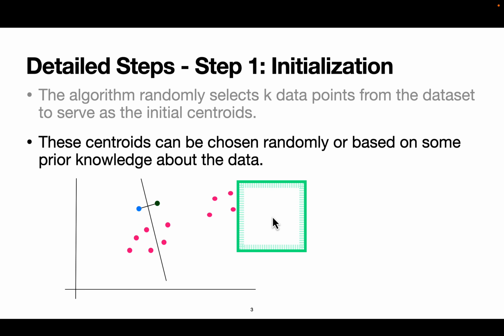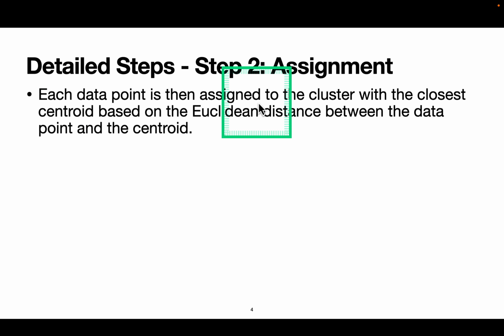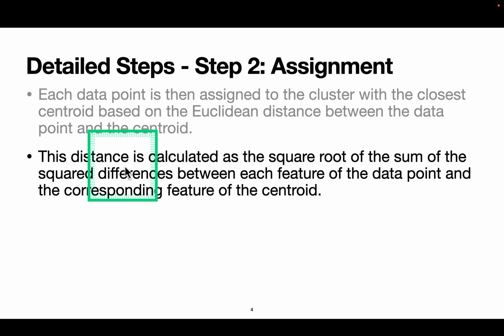So this is the initialization step, and next, each data point is then assigned to the cluster with the closest centroid based on the Euclidean distance between the data point and the centroid. This distance is calculated as the square root of the sum of the squared differences between each feature of the data point and the corresponding feature of the centroid.